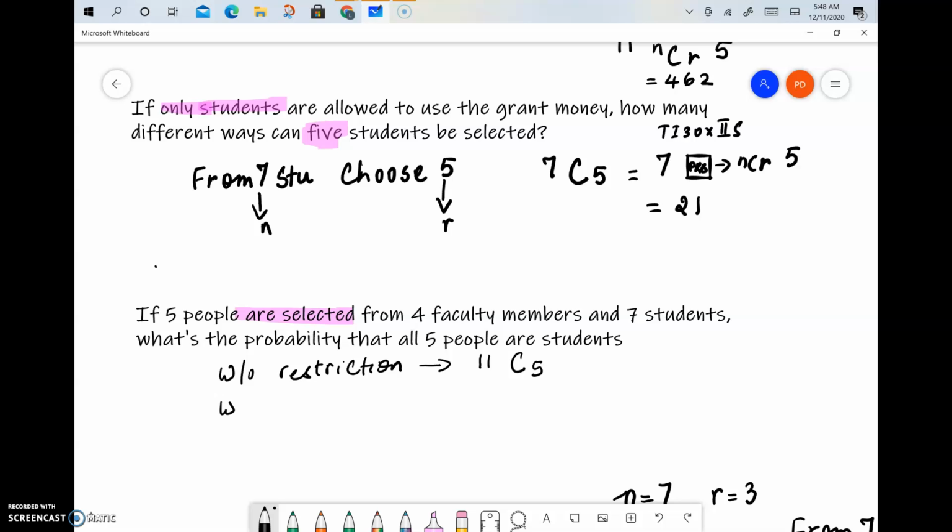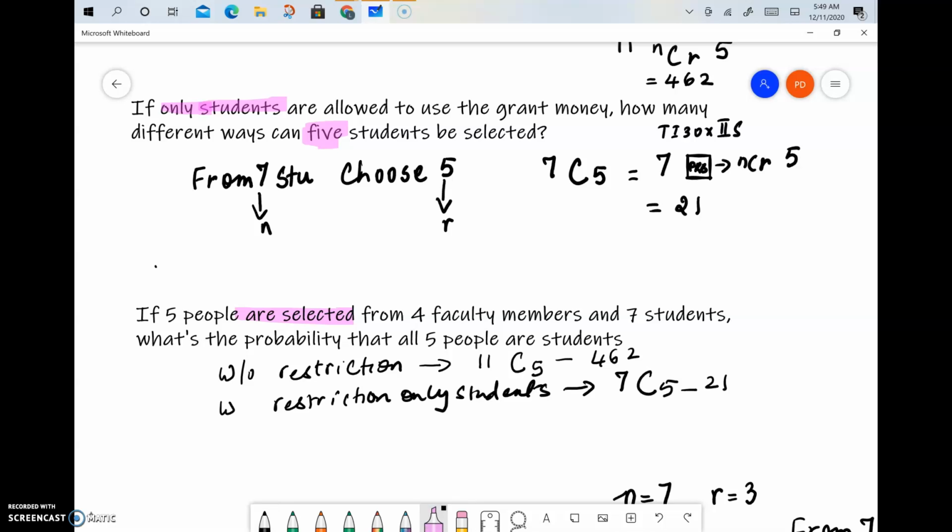With the restriction, and what is the restriction? Only students. That is, from 7 choose 5 students. So without restriction it's 11C5, and that is 462, and with the restriction of only students it's from 7 choose 5. So now if you're talking about probability, it is the ratio of these two.